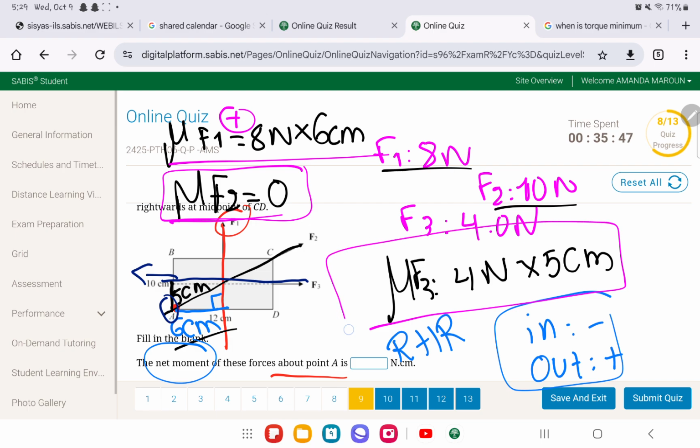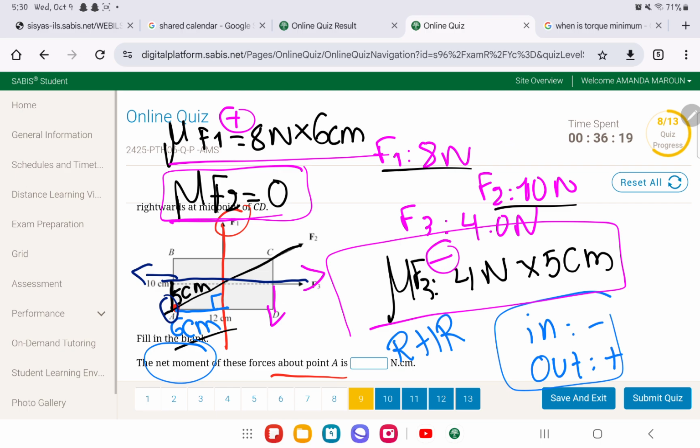Now, the moment of F3. Where is F3? It's over here. So we have to put our fingers pointing to where the arrow is pointing. Okay. Then we have to put our palm to where the axis is. If you notice, our axis is downwards, so our palm has to face downwards. Then we get that our thumb is facing towards the screen. It is inwards. So the sign of moment of F3 is negative.